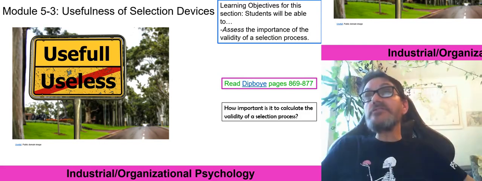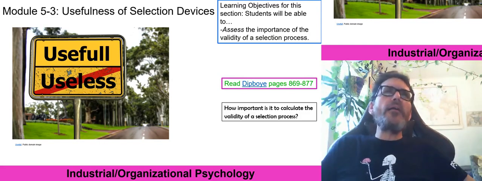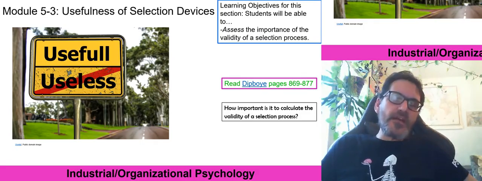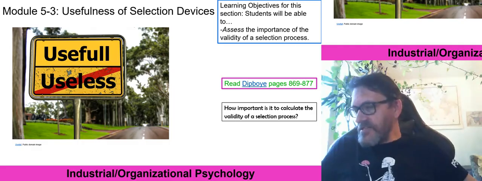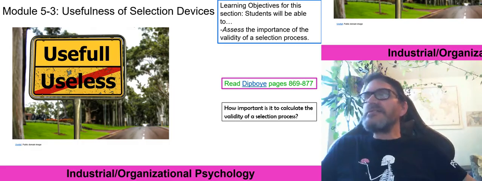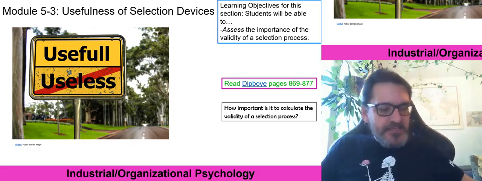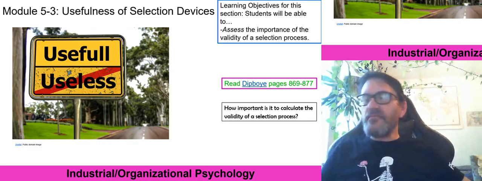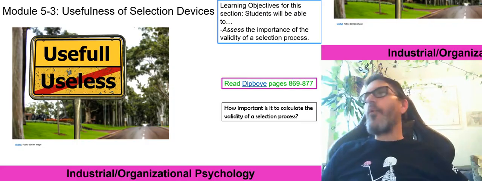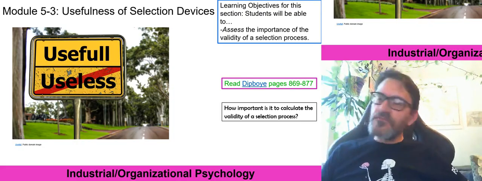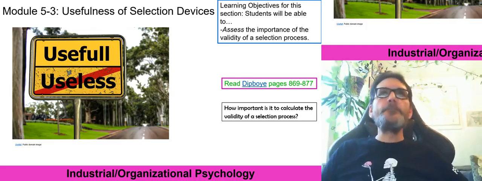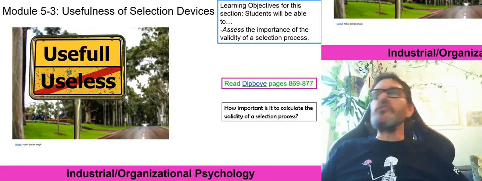Selection device. So we've talked about different types of selection batteries, putting a bunch of tests together, and different ways to combine the tests in the battery, perhaps simply adding their scores together, perhaps weighting them in some way using a regression procedure, etc. Okay, but now the question is, how useful is it?